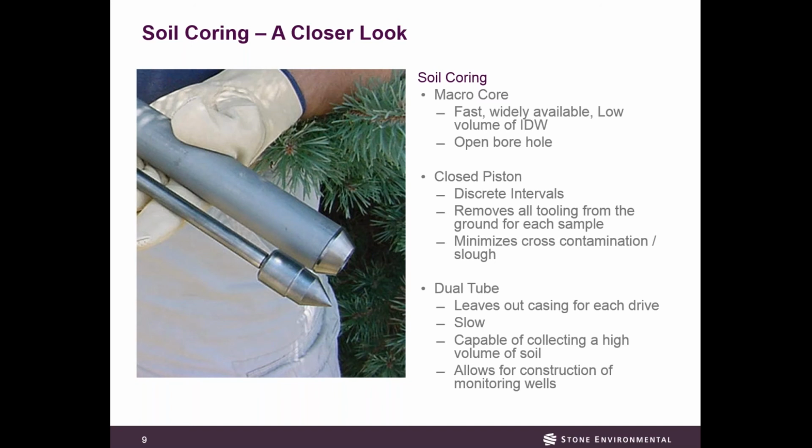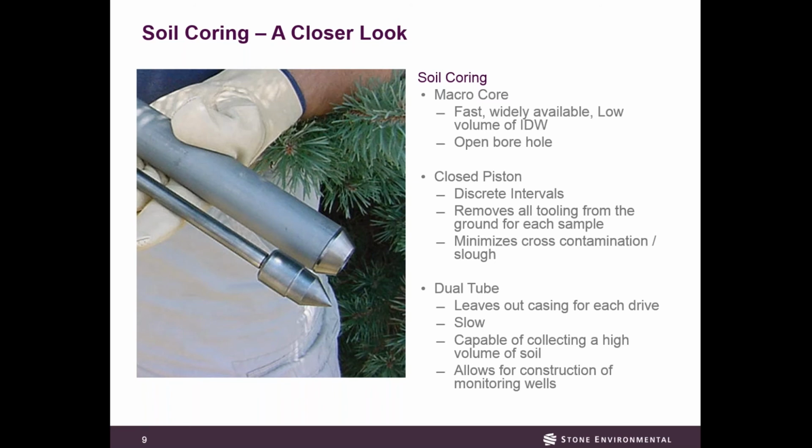It can be slow because you are extracting all of the tooling each time out of the ground. So with the closed system, you're tripping it in, going all the way back down. You have to clamp it so you don't lose it down the open annulus, and that's happened before, I can tell you that. But it does minimize cross contamination and slough. So it's a very high quality sample.